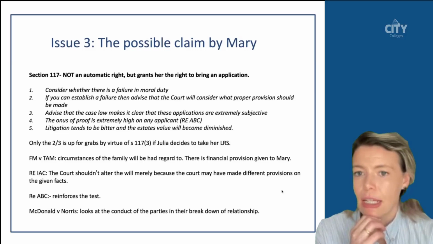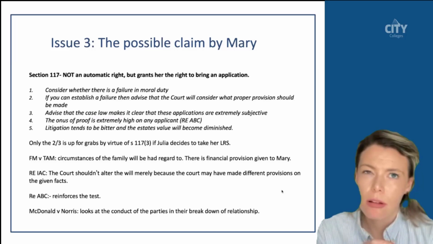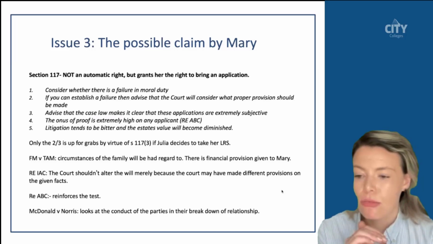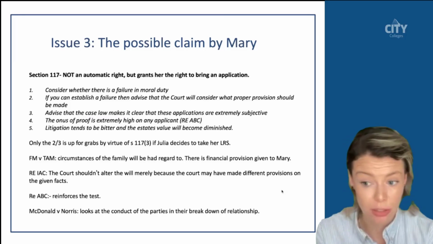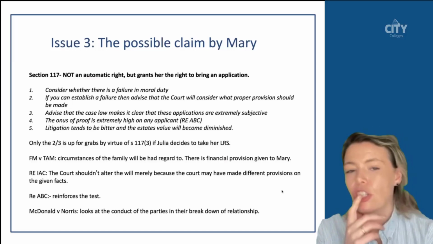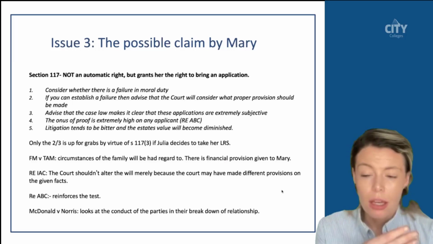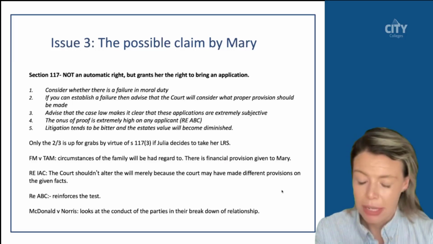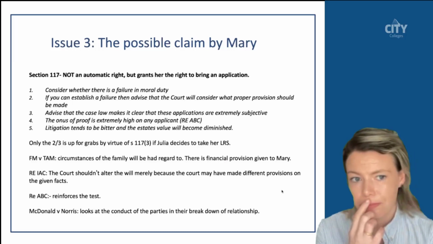Issue 3 then is the possibility of Mary's claim. Now, if you dealt with Mary's claim first, it wouldn't have been technically wrong, but you wouldn't have been providing the context for Mary, which is she can only challenge 2/3 of the estate. So what she would effectively be saying is she's been excluded from her mother's will, and that she feels there's a failure of moral obligation to make proper provision for her under the terms of her mother's will.